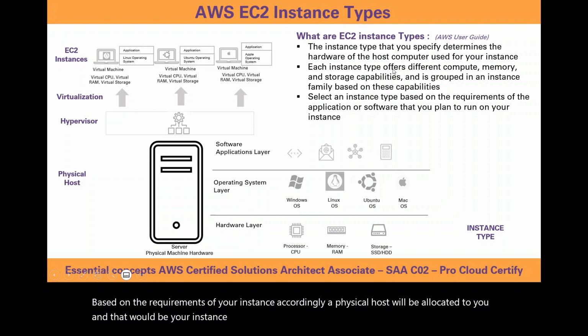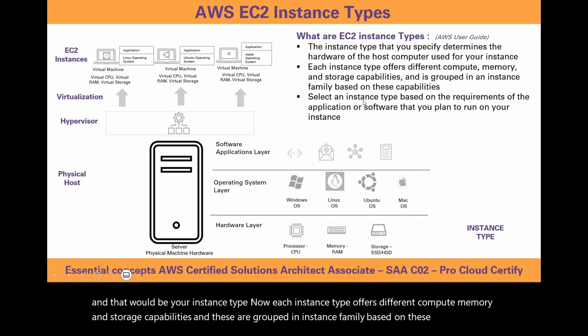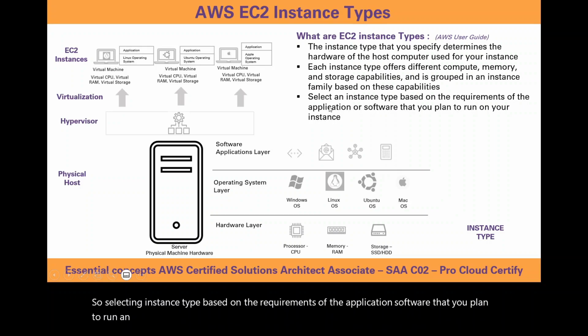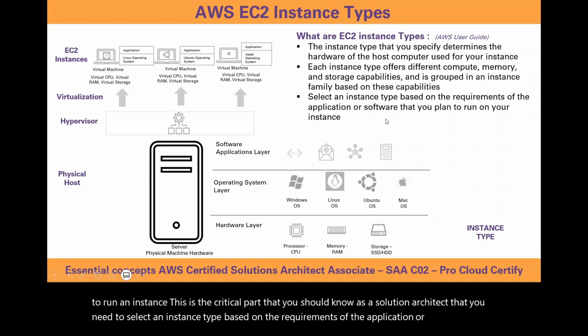Now each instance type offers different compute, memory, and storage capabilities, and these are grouped in an instance family based on these capabilities. So you select an instance type based on the requirements of the application or software that you plan to run on your instance. This is the critical part that you should know as a solution architect: you need to select an instance type based on the requirements of the application or software that you are planning to run for your enterprise.